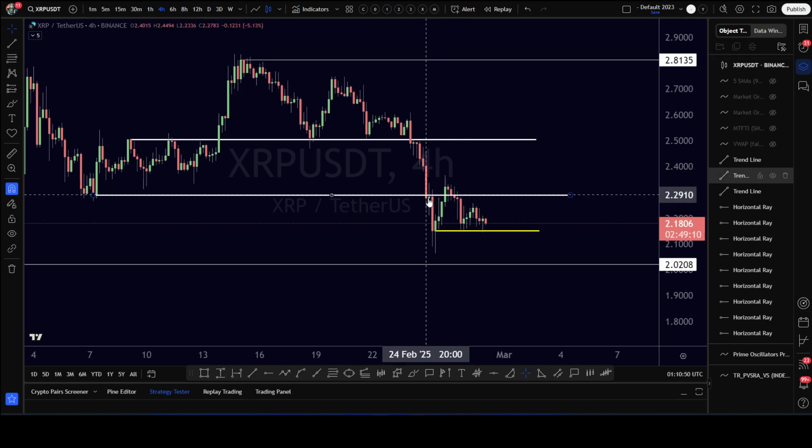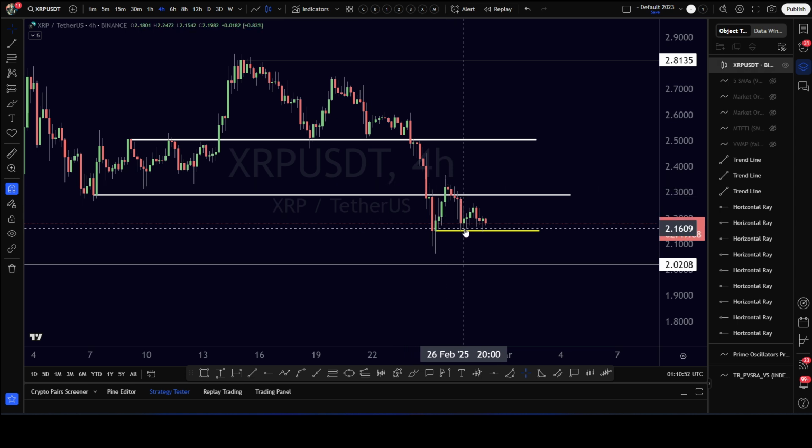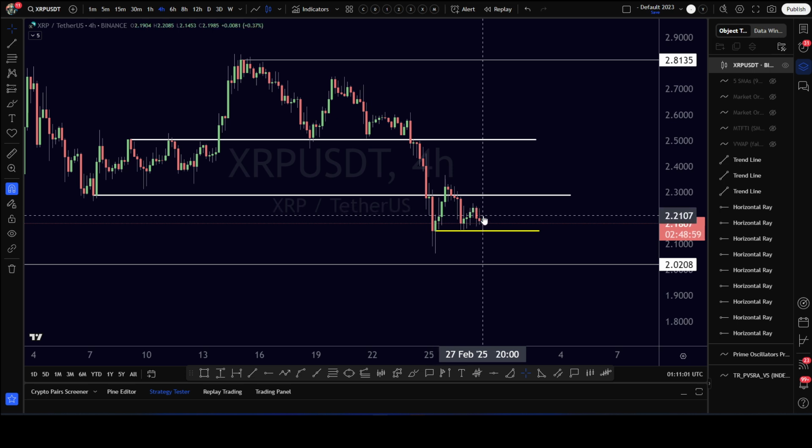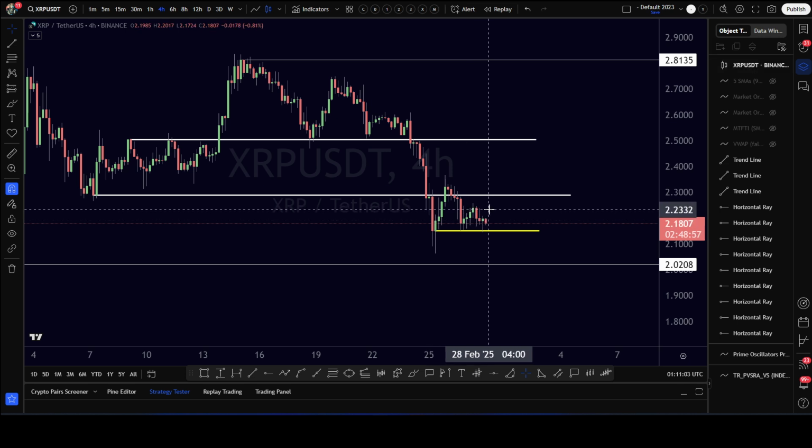So here what we're looking at, price came up, came down, came up, came down. This is our decision point. What is it going to do? When we do get a retrace, is it going to break above this level or come down? Right now it looks very weak.